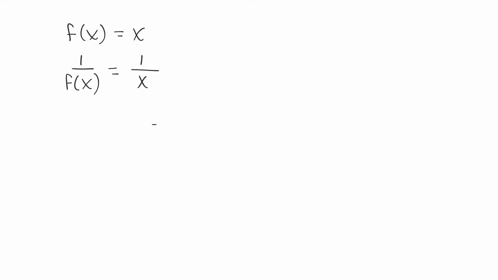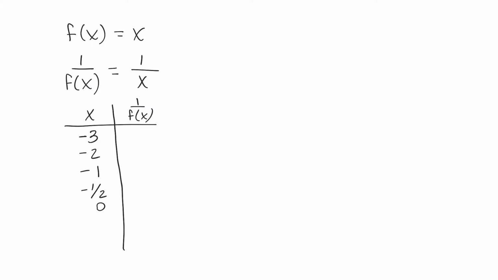Now, if we take a table of values, we've got our x, and of course this is going to be our reciprocal function. So let's say -3, -2, -1, and then I'm going to go even further here and go -1/2, 0, 1/2, 1, 2, 3. If I do that, then I'm going to say 1 over -3, which is what?